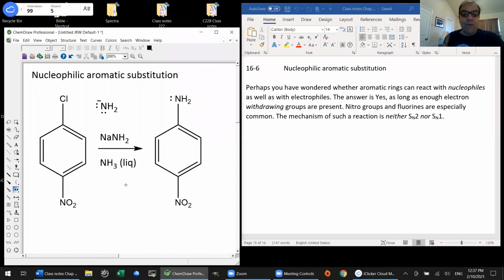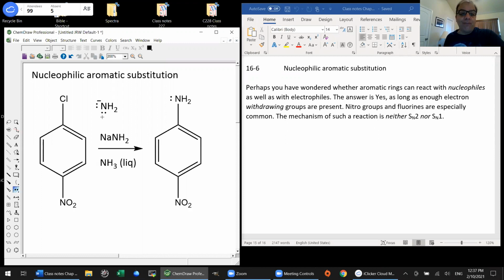We're going to go over the mechanism in just a moment, but it's very important that you know that this reaction is neither SN2 nor SN1. It's something different from both of them. I do expect, of course, that you still know what SN2 and SN1 reactions are. We'll still run into them from time to time, but not here. This reaction is neither SN2 nor SN1.